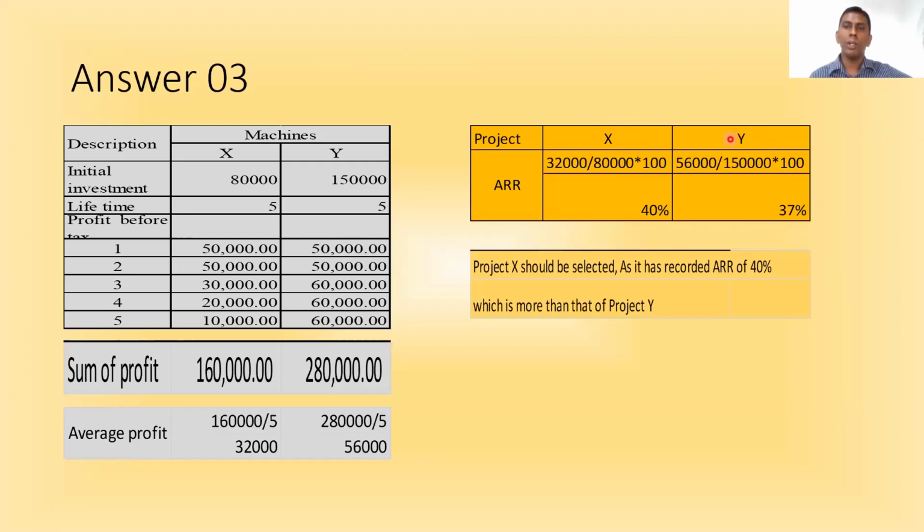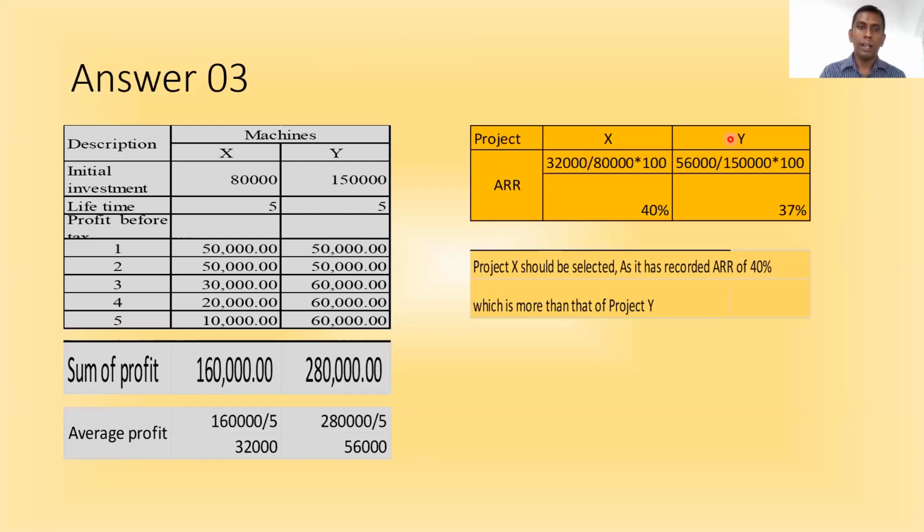But my dear students, when we take real decisions, we need to look at how much target ARR we have, because an organization has a target ARR. Suppose the target ARR is 38%. Now we can select project X. Suppose the target ARR is 42%. Now neither project can be selected in this case, right?